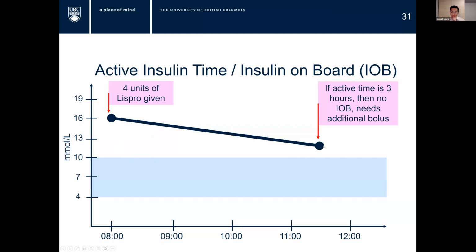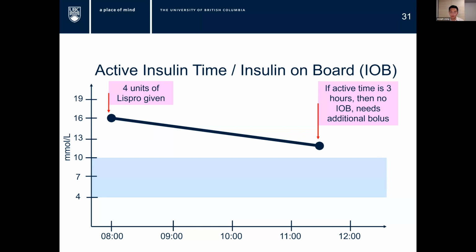Now, here's the thing. If the active insulin time is set at 3 hours, then the pump will interpret that 11:30 is beyond those 3 hours. The pump will say, oh, there's no more insulin on board because that insulin was only set to be active for 3 hours. So all that insulin that we gave at 8 a.m. is totally gone. By 11:30 a.m., there is no IOB, no insulin on board. And if you punch in 12 millimoles into the insulin pump, it will say you need to give an additional bolus of insulin.